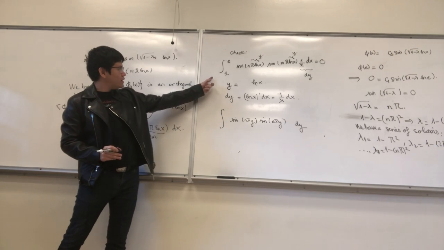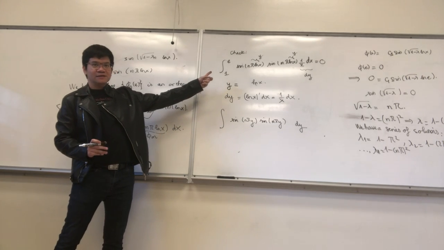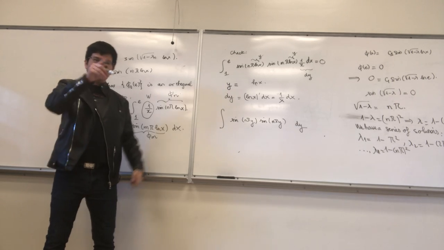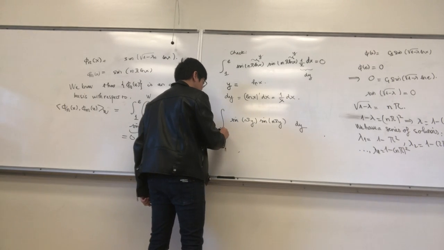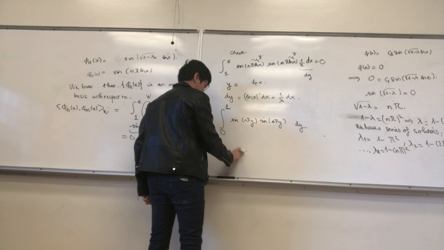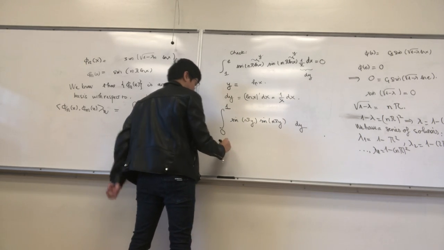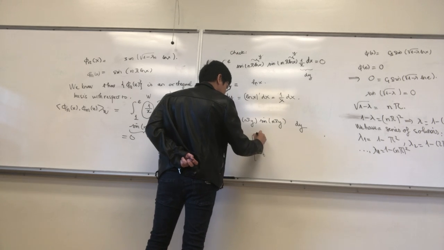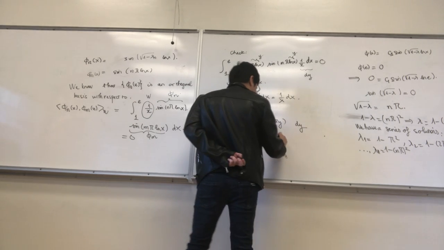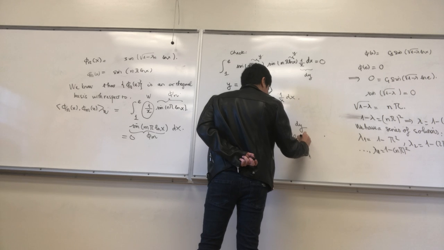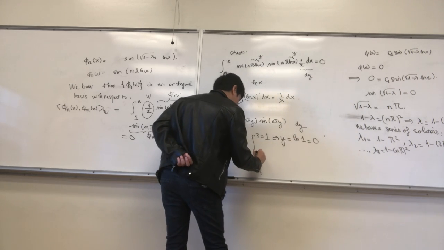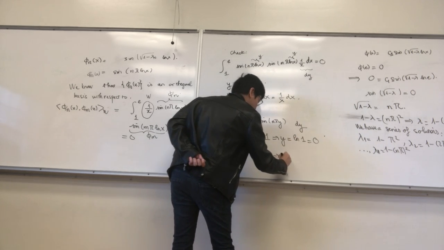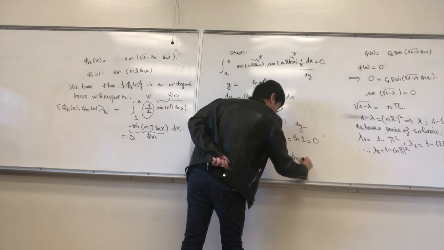Natural log of 1 and... So here I put 0 and I put 1 because y is log x, right? So when x is 1, y will be log of 1, and this is 0. And when x is e, y will be log of e, and this is 1.